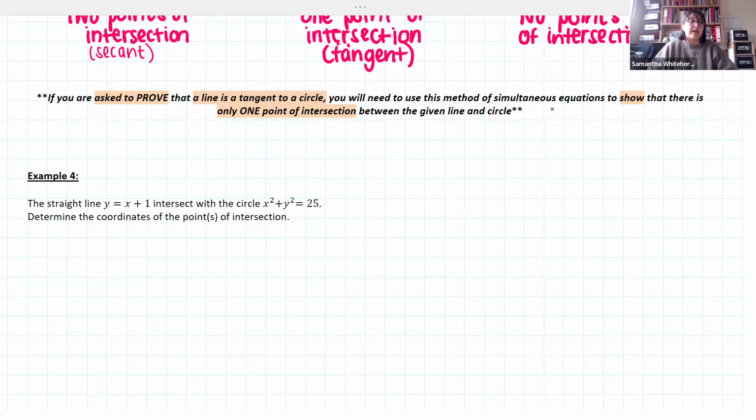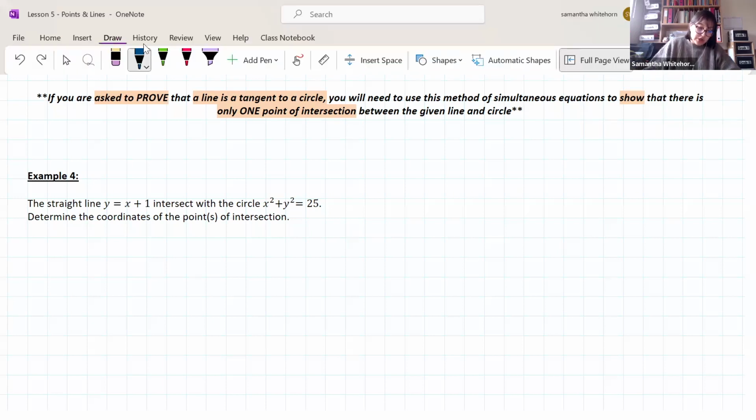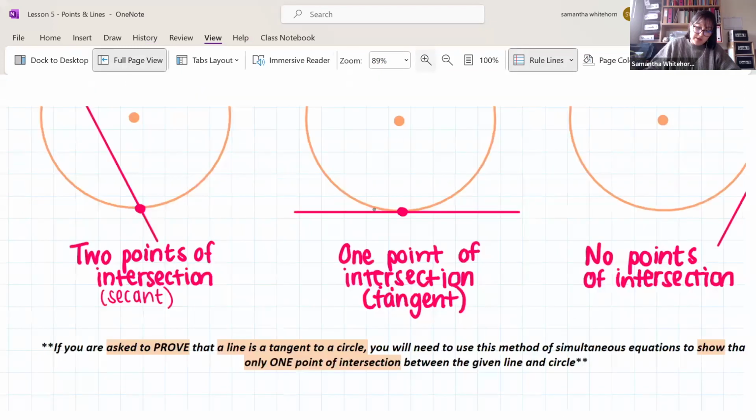If you were proving a cyclic quad, you would actually need to show that angles in the same segment are equal, or exterior angles equal to the opposite interior, etc. So if you are asked to prove that a line is a tangent to a circle, you need to show that of the points of intersection, there is only 1. Right, but let's have a look at this example.